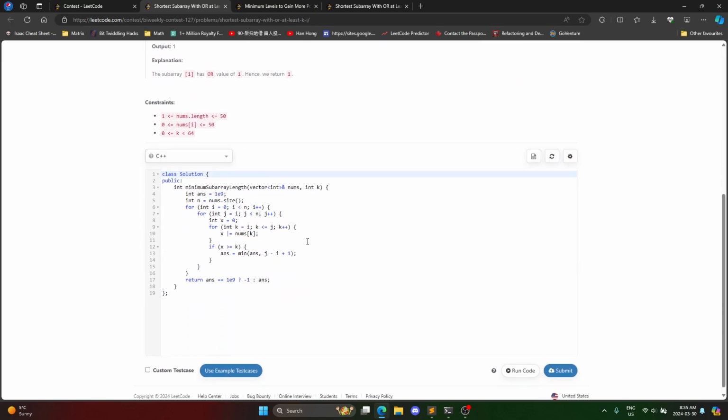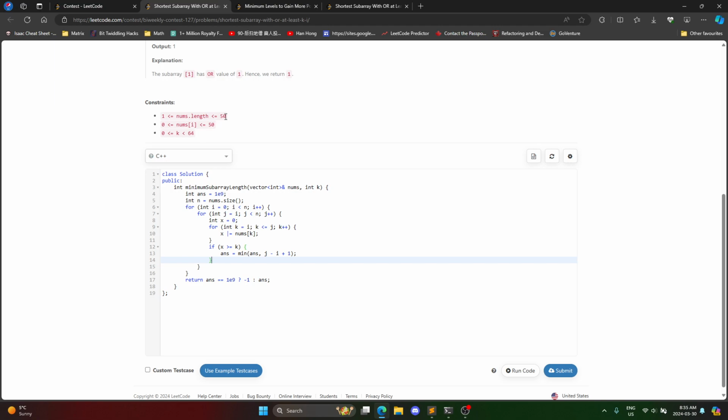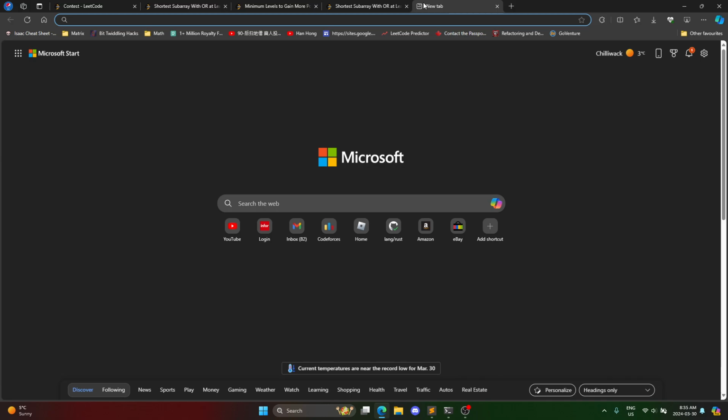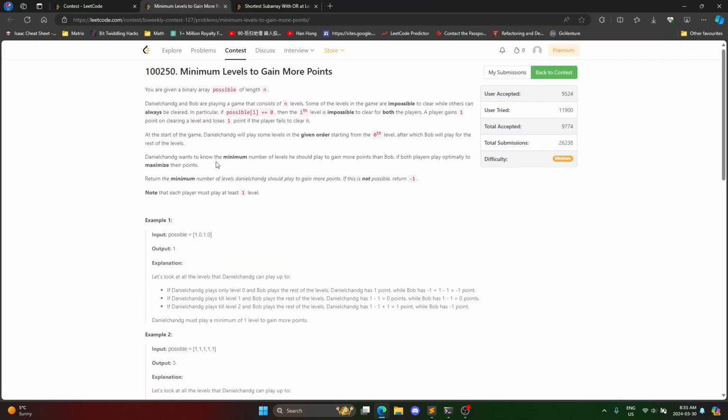So yeah, this is what I did. So two for loops to go through all the end and start point of each subarray, and then one loop to go through the entire subarray, and then I just check the condition. I update my answer. So it's just brute force. And n is pretty sure it's 50, so you're looking at 50Q, which is fast enough.